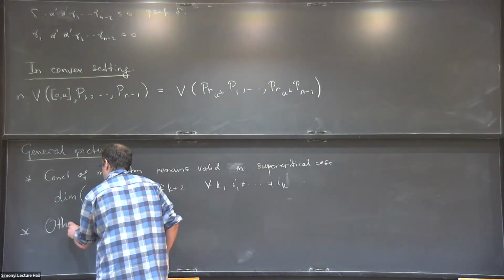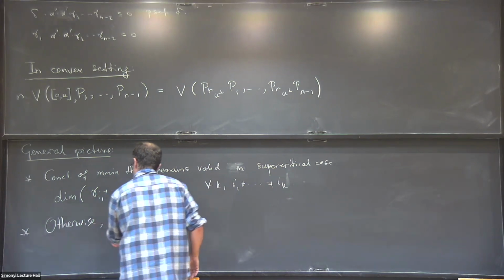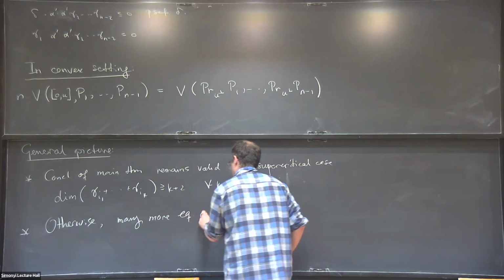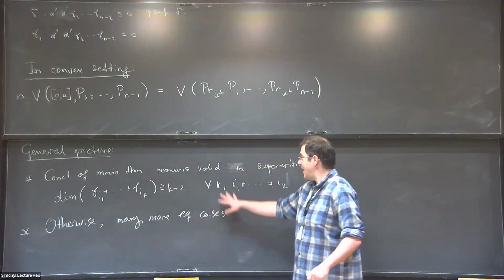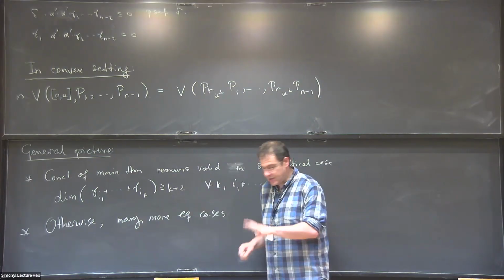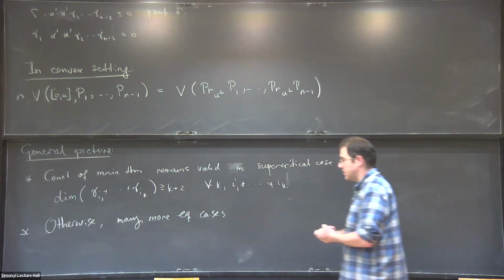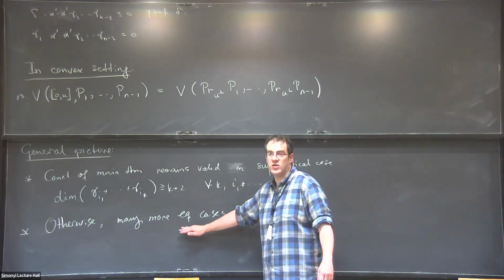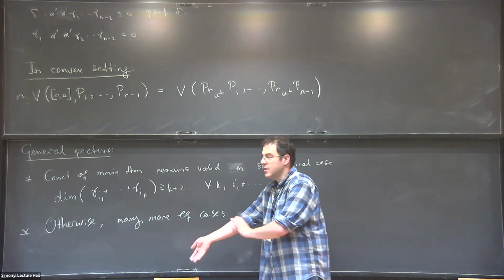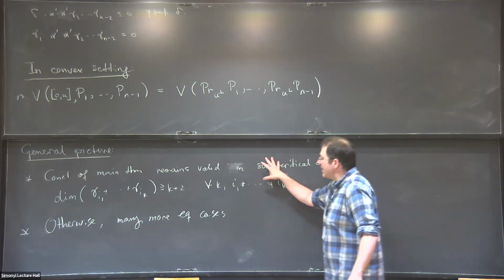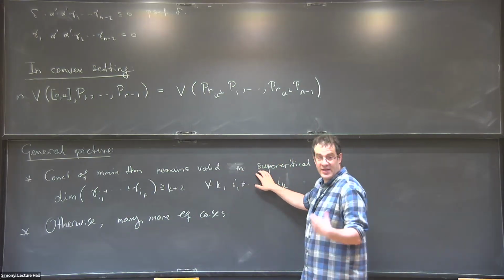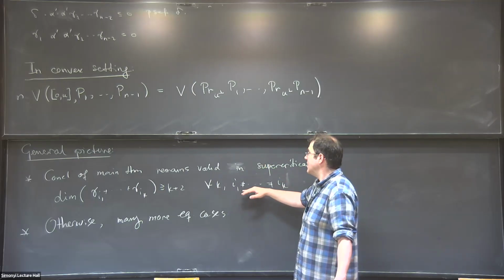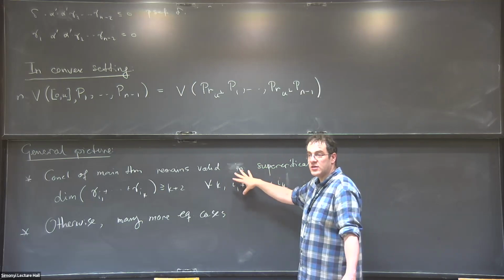Otherwise, there's a complicated picture. There's a whole other class of equality cases that happens when this condition fails. I don't have time to describe it, but there are many more equality cases. In the toric case, understanding these is one of the hardest parts of the paper. But at the very least, the supercritical assumption is very natural. It holds in many applications. And in the algebraic geometry setting, this remains open even in this case.